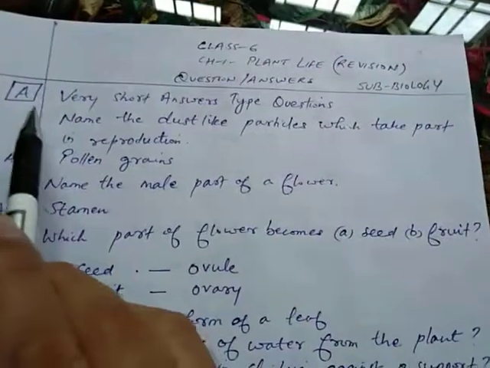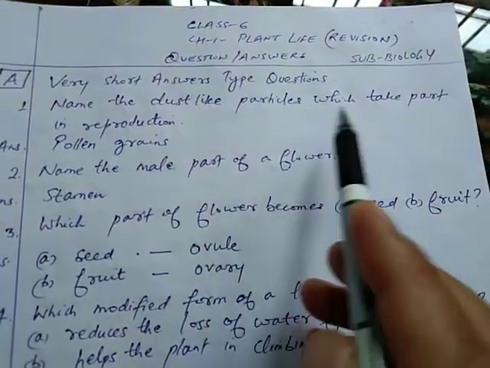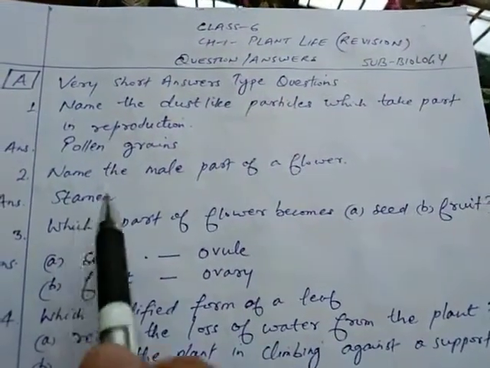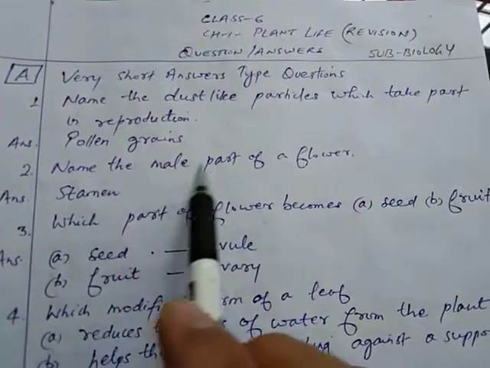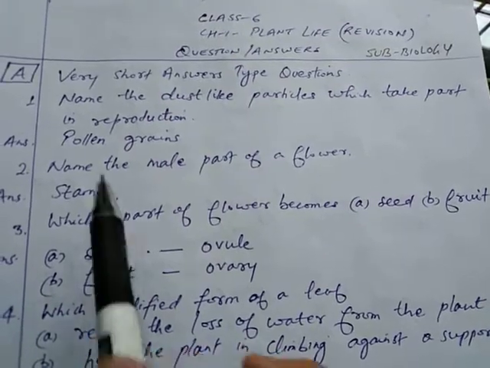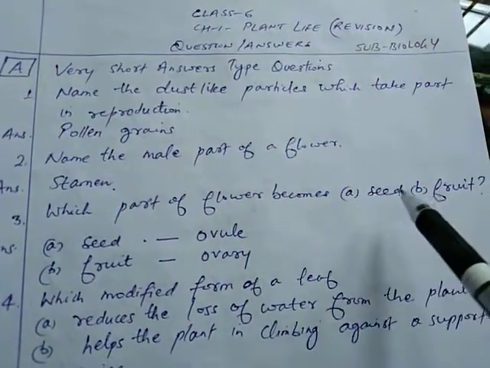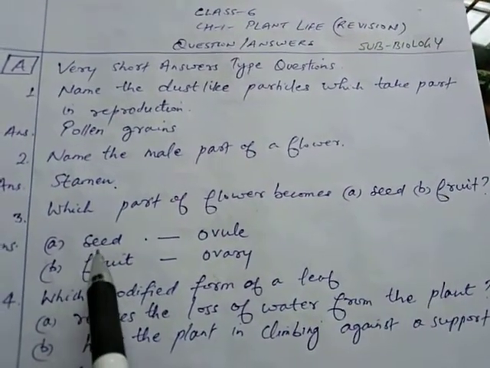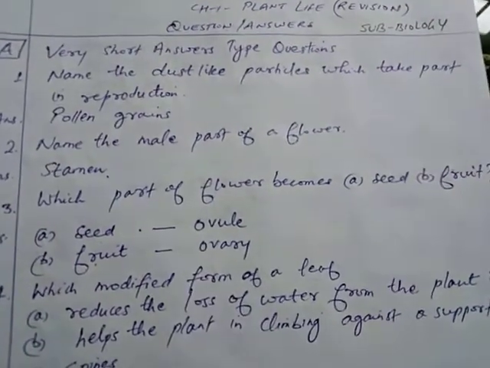Now you can see here Section A, that is very short answer type questions. First question: name the dust-like particles which take part in reproduction. The answer is pollen grains. Name the male part of a flower. Stamen is the male part of the flower. Question third: which part of a flower becomes a seed and a fruit? Seed develops from ovule, and fruit develops from ovary.